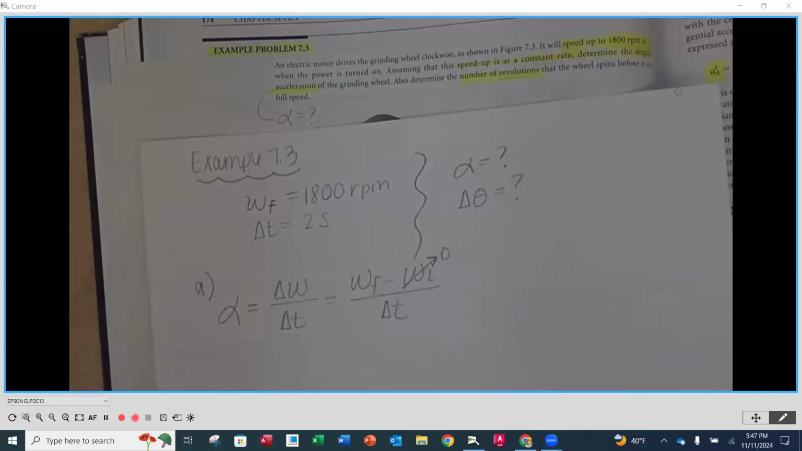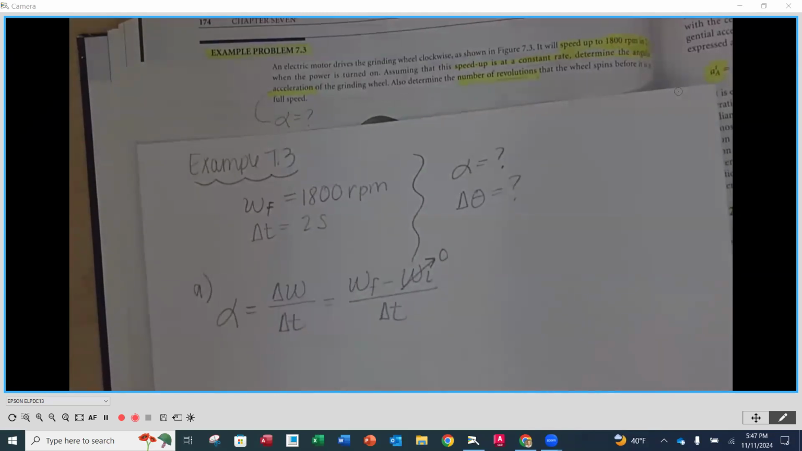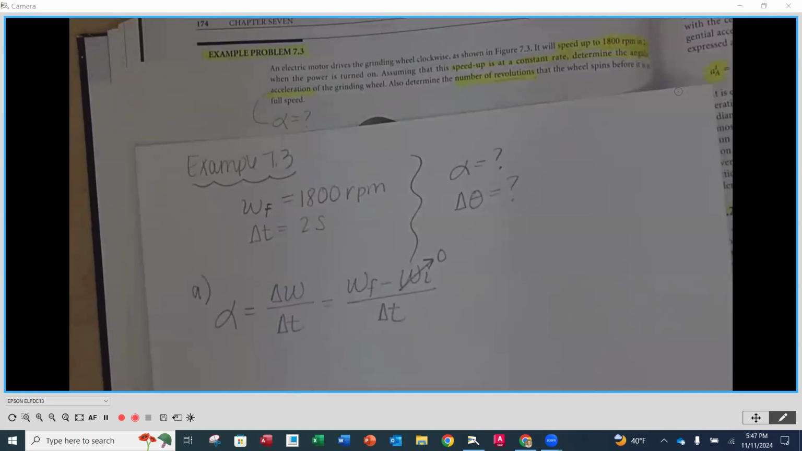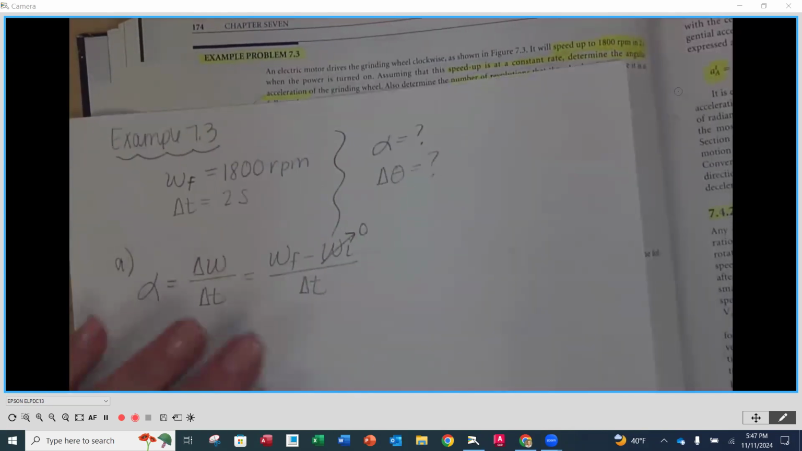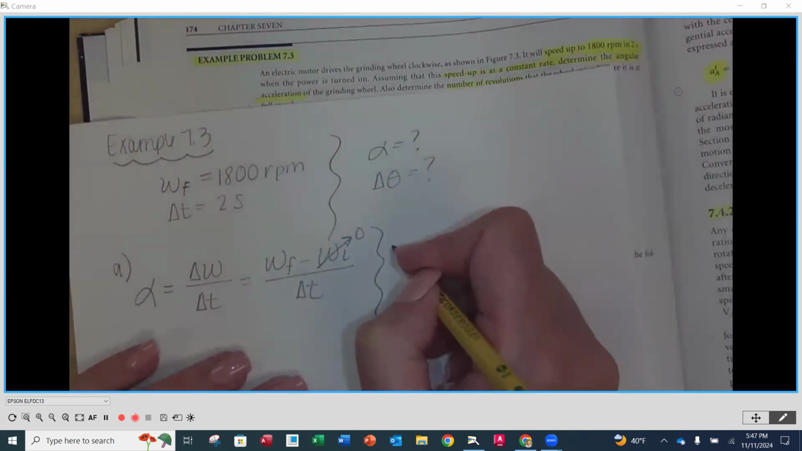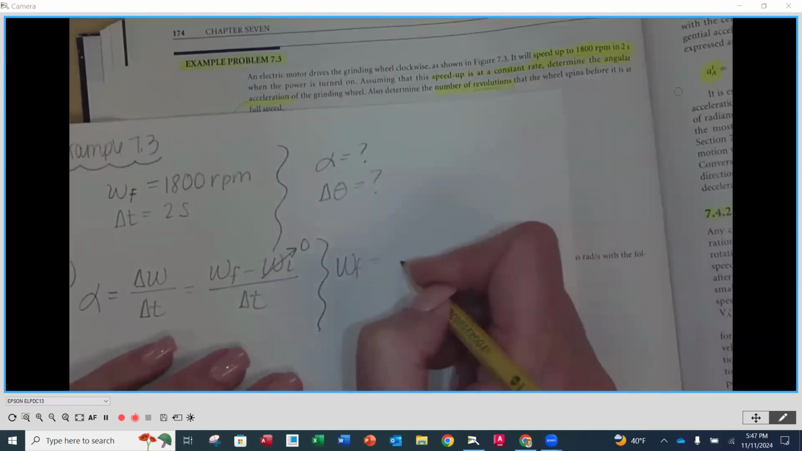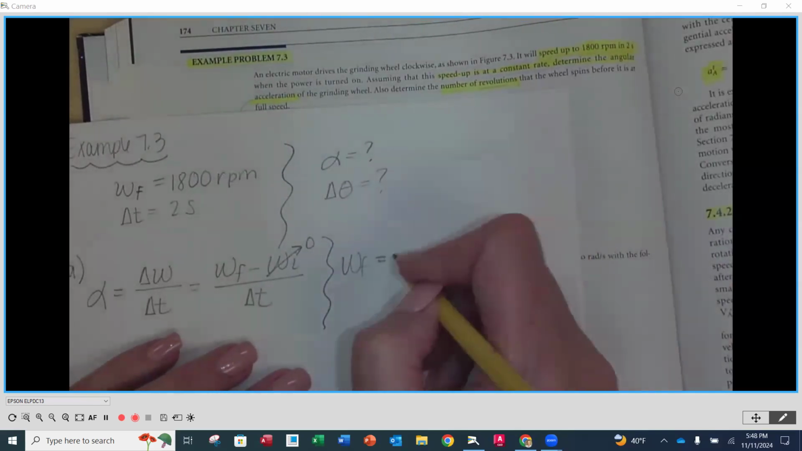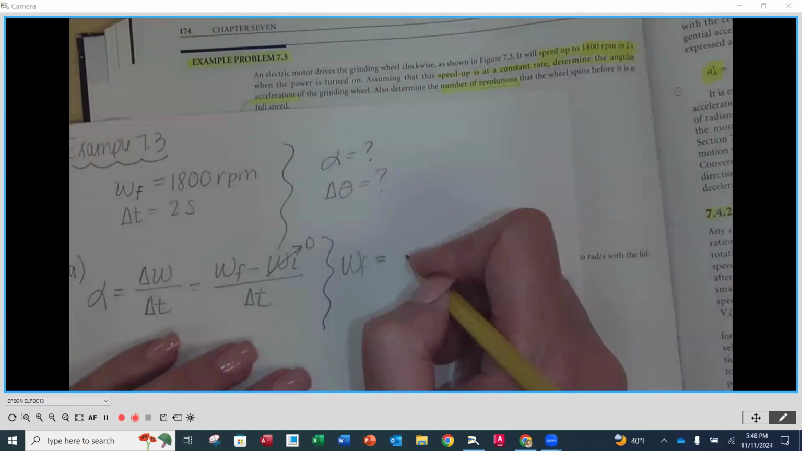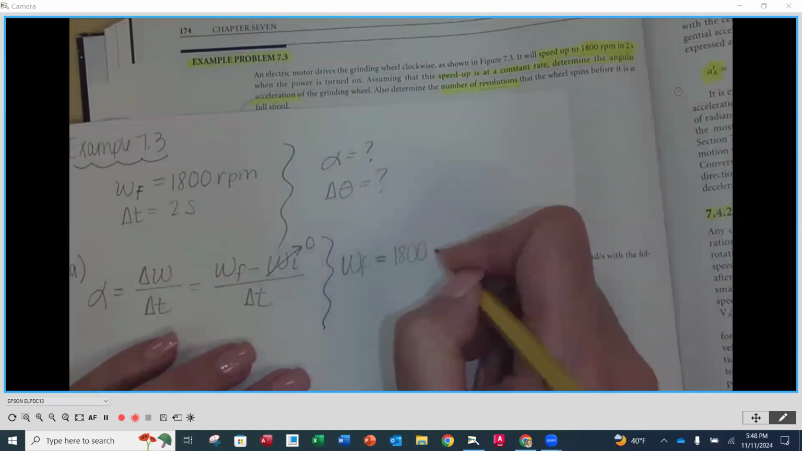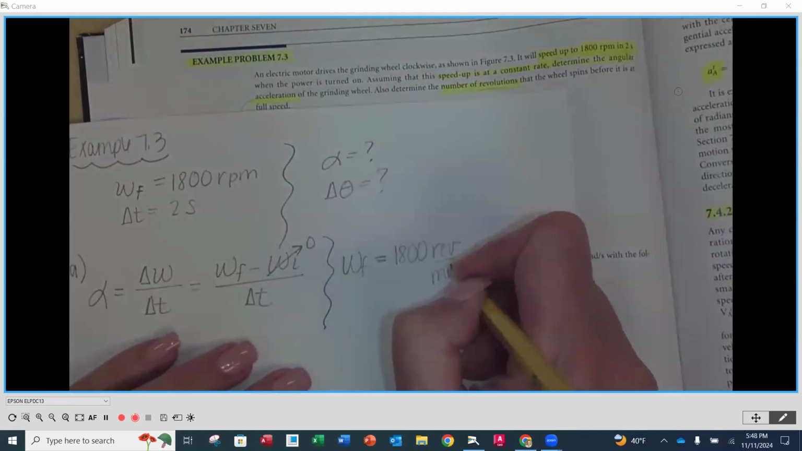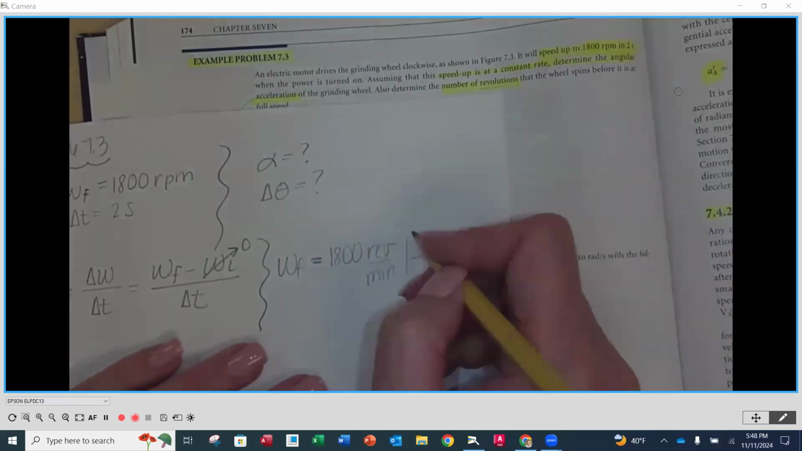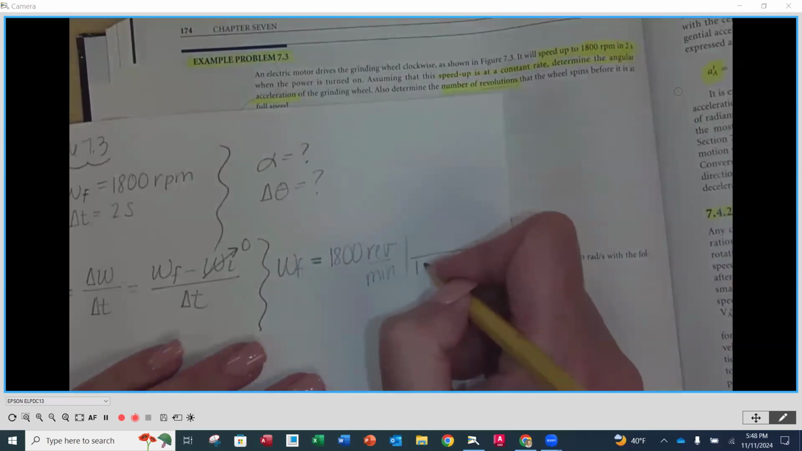Now, just like in our other equations, we cannot use RPMs in and out of this equation. We have to use our radians, if you would, per second squared. So we need to convert our final, our WF, to radians per second. I'm sorry, radians per second. Our angular acceleration will be radians per second squared. So we're going to take 1800 revolutions per minute, and we're going to convert that to radians per second. So go ahead and do that.